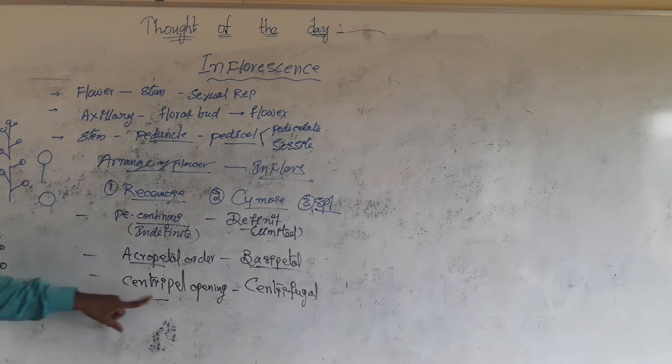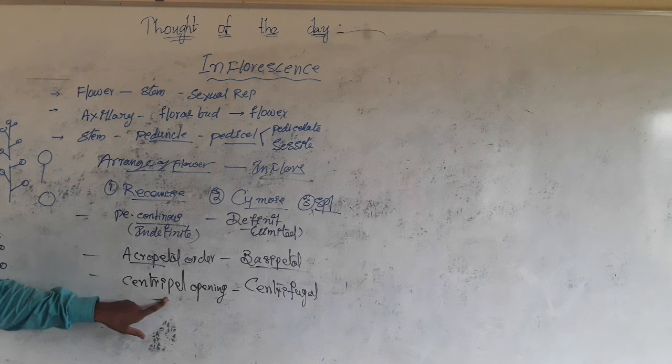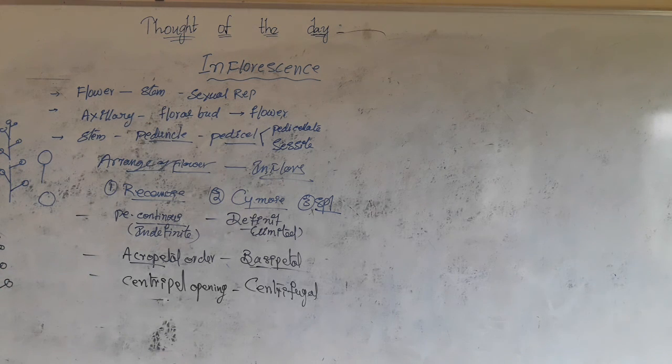That is called centripetal. When the flower opening takes place from margin to the center, that is from peripheral region to the center, that is considered as centripetal opening. This is common in racemose inflorescences. But what about in case of cymose inflorescences?